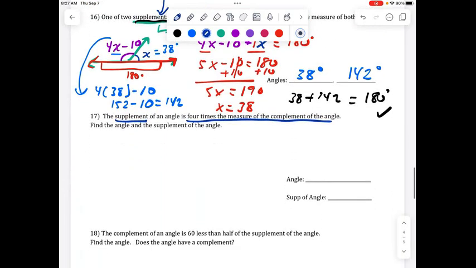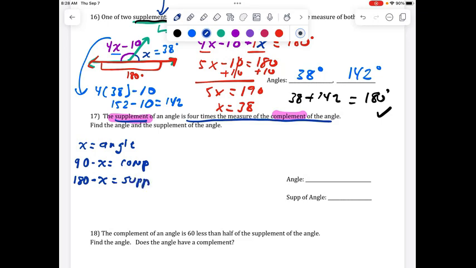Now this one, we have a supplement and a complement. As soon as I see both words in the same problem, here's what we do. We call x just the plain angle. We call 90 minus x the complement of the angle. And we call 180 minus x the supplement of the angle, because complement means adds to 90, supplement means adds to 180. So here's an equation we can use.